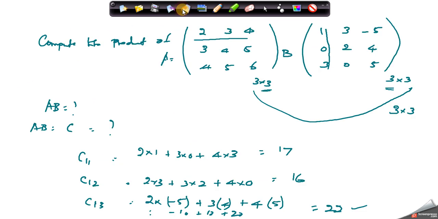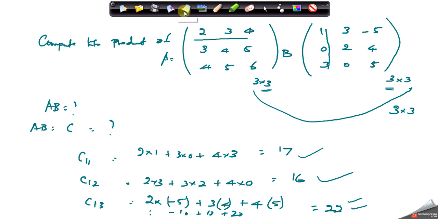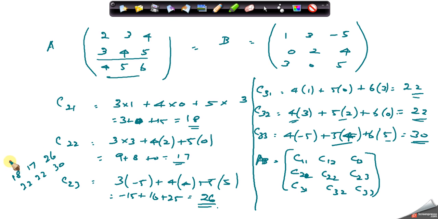I think there is some problem with the tool right now. The first row is 17, 16, and 22, right? That's the first row. Okay, I just want to add again: 17, 16, and 22. So this is the product matrix AB.